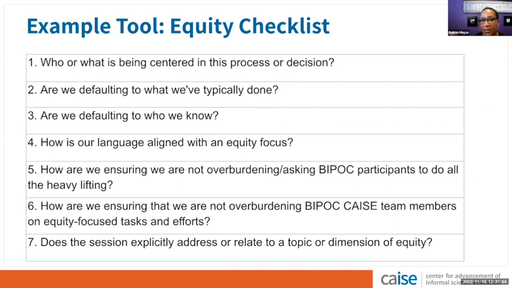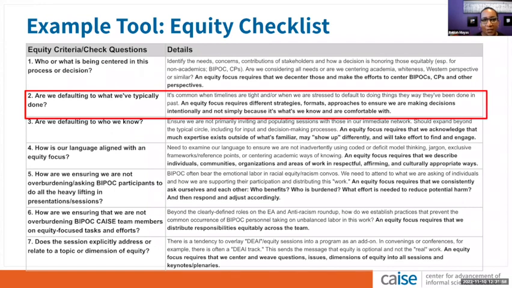So I wanted to go to the next slide to highlight that we had this checklist, but we also had some language, and that's going to be very hard to see if you don't blow up your screen, so I'm going to read it for you. For each of those 7 questions, and again we really started this checklist when we were planning the awardee meeting and then used it in some different ways, we came with some language that we wanted to help hold ourselves accountable. So for example, question 2, are we defaulting to what we've typically done?